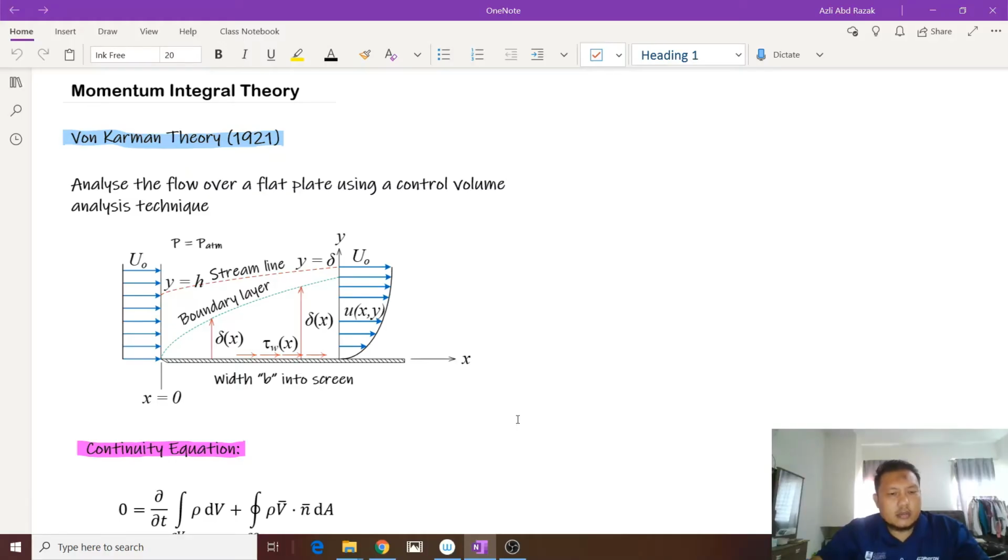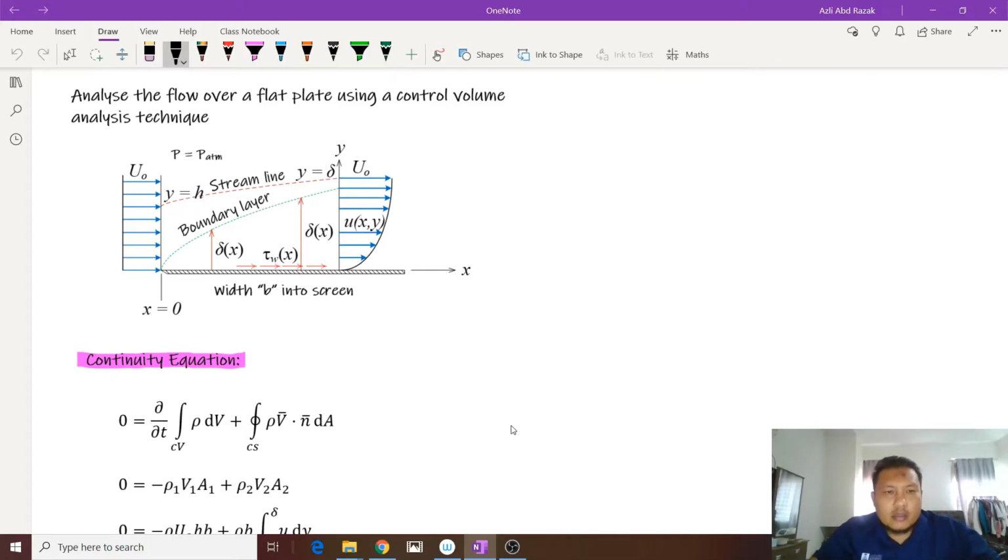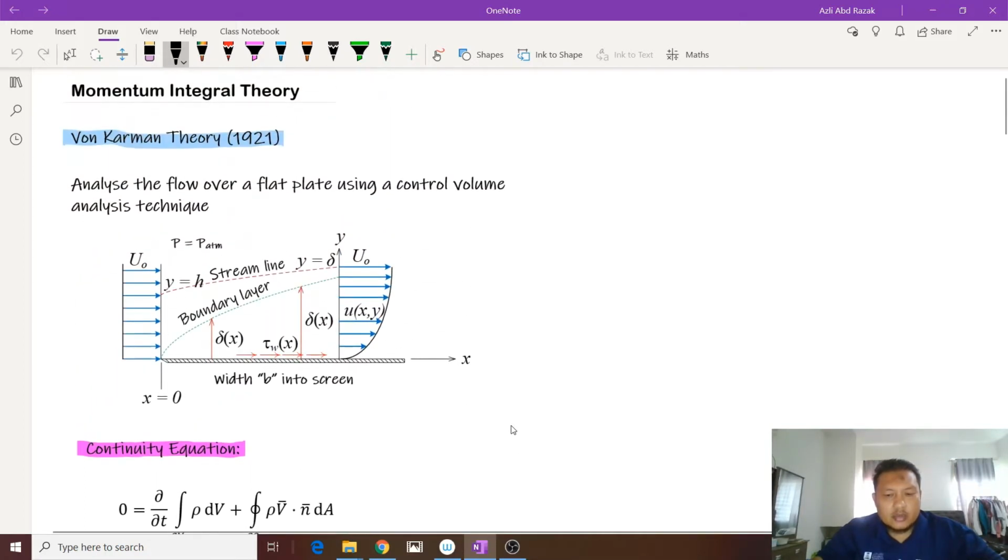Hi, we are now going to take a look at a method of analyzing the boundary layers that was first proposed by von Karman in 1921. This technique results in approximations for the characteristics and descriptions of the boundary layer, mainly the growth rate as well as the skin friction coefficients.